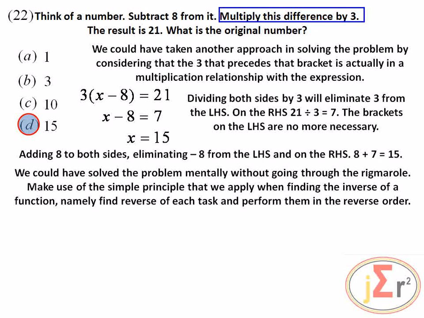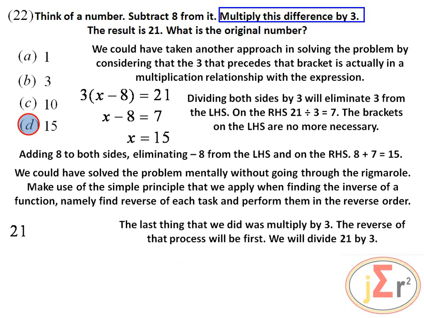Multiply this difference by 3. What are we about to do? The last thing that we did was multiply by 3. What we are doing now, we are performing the reverse of each operation, and we are performing them in the reversed order. So the last thing that we did was multiply by 3. The reverse of that process will be first, because it was last. We need to reverse not only each arithmetic operation, but we need to perform them in the reverse order.